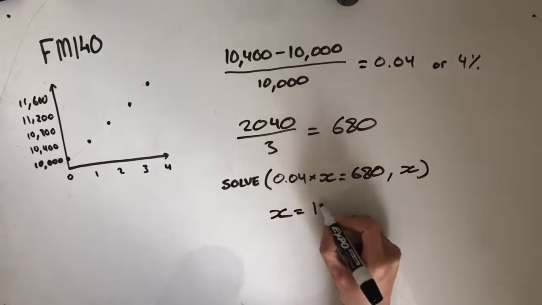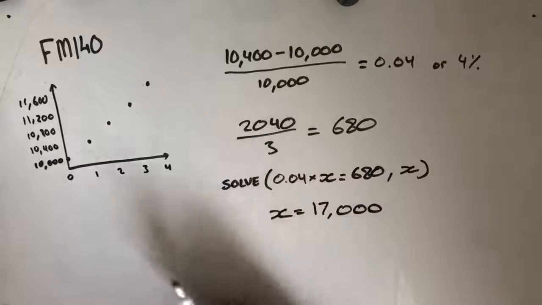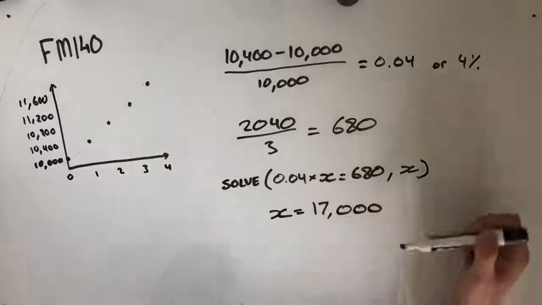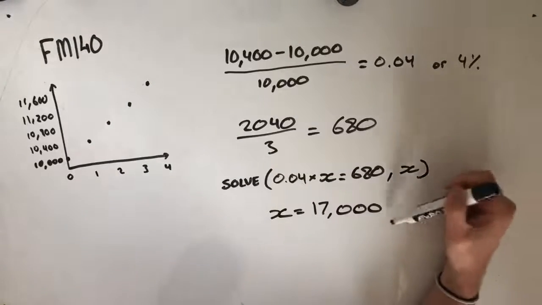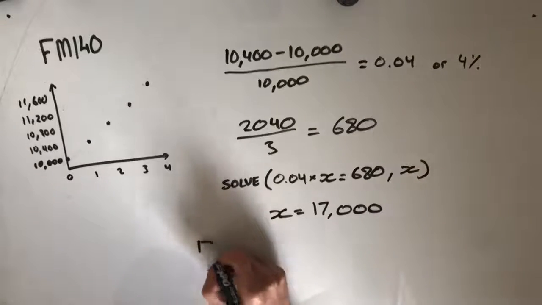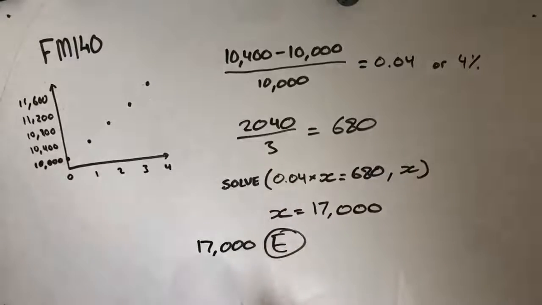Our initial amount of that investment was $17,000. So when $17,000 is invested under these same conditions, it's earning 4%, so it's going to earn $680 each year. So 17,000 is our final answer, E.